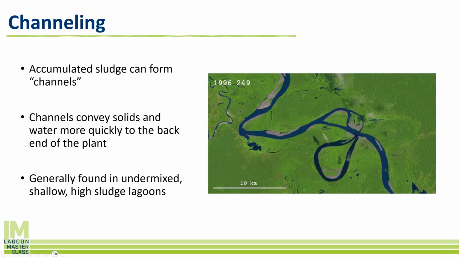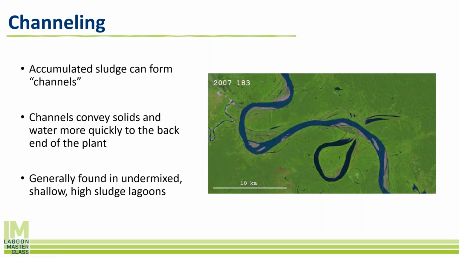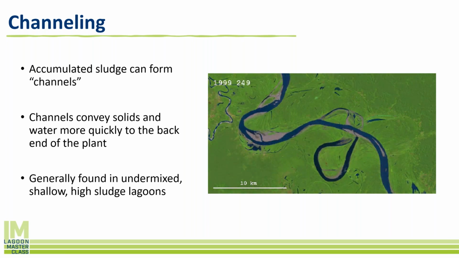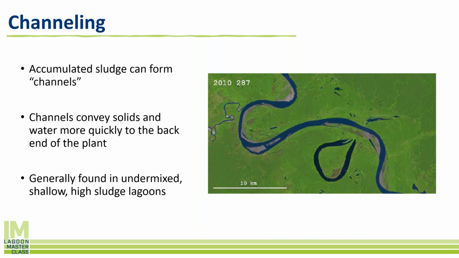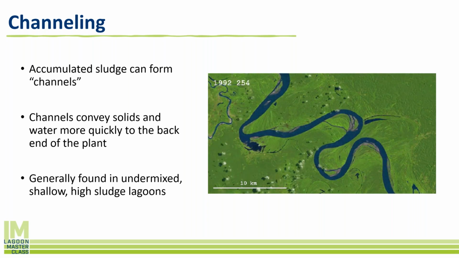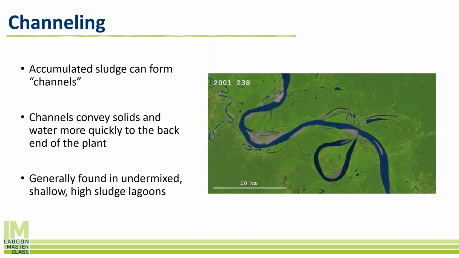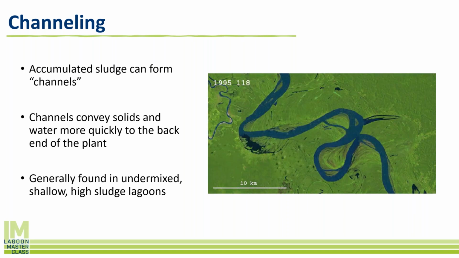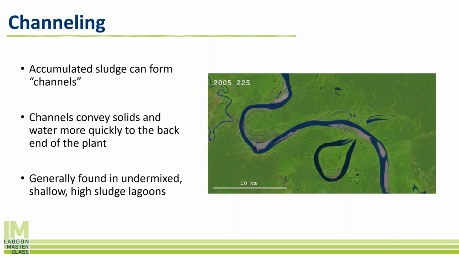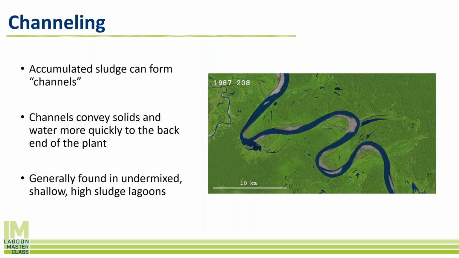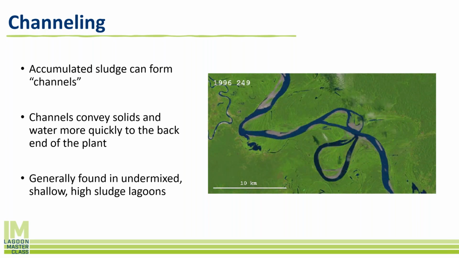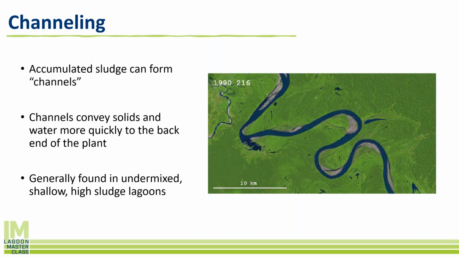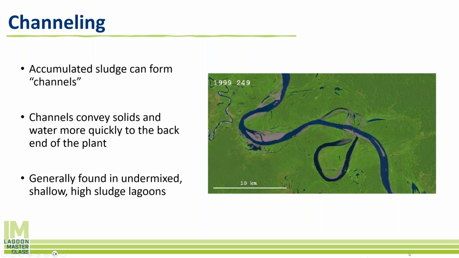But sludge can also create channeling. You've probably seen rivers change over time from satellite views, on the right. This same thing happens under the water in the sludge, especially in undermixed lagoons or shallow lagoons with high sludge. The sludge can actually form subsurface rivers that will channel the wastewater, helping it to short circuit from the influent to the effluent. So that's something to keep in mind if you have a shallow lagoon that's not mixed with quite a bit of sludge.